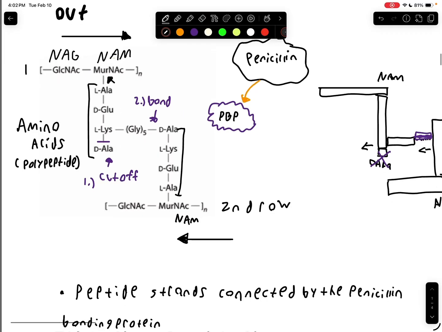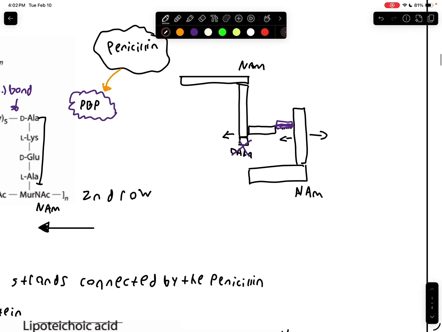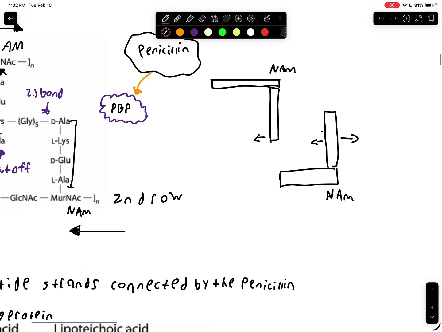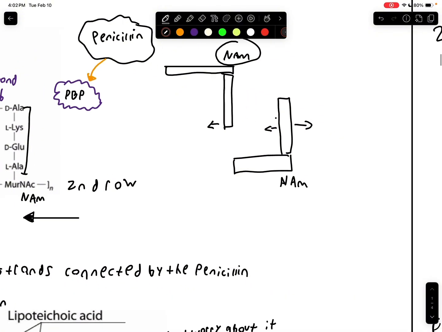So let's take a look at it. I've drawn it out here on the side for you. Let's remove this just so you understand what's going on. So you have your NAM sugar over here, and coming off of it, basically dangling off, is a bunch of amino acids, a polypeptide chain. And you have your second row, which is another NAM down here, and it has these things coming off of it as well, which are the amino acids.